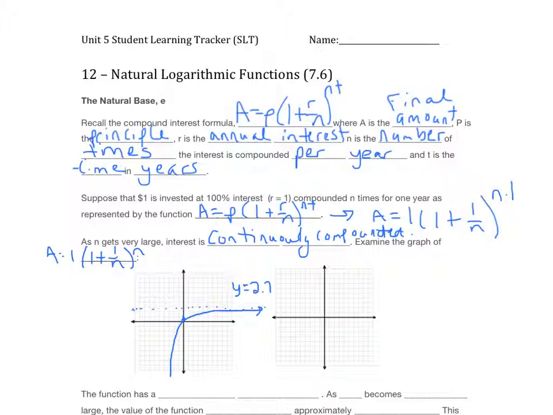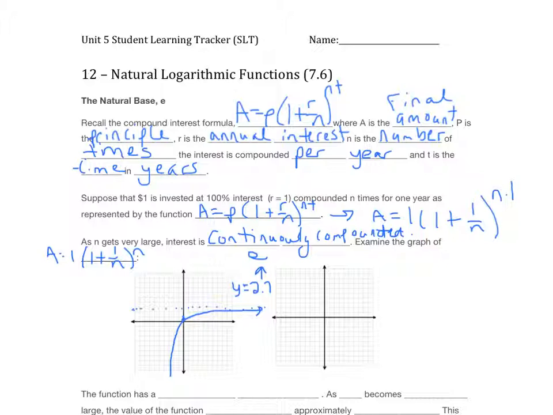So what they did in the math community was say, okay, that approaches 2.7, we're going to call that thing e. And so now we have a natural log where when we continuously compound something, we know it gets to be 2.7, and so we're just going to use e instead.